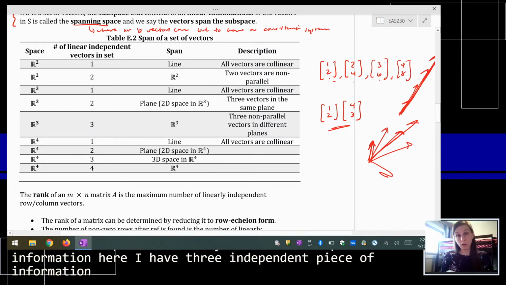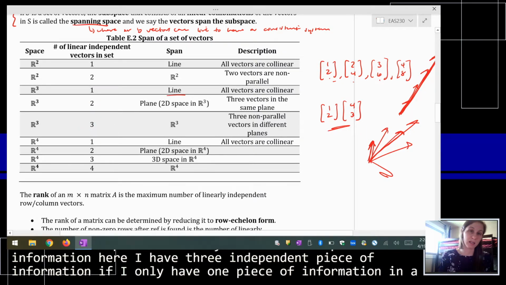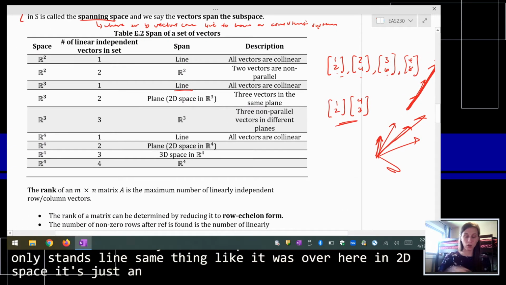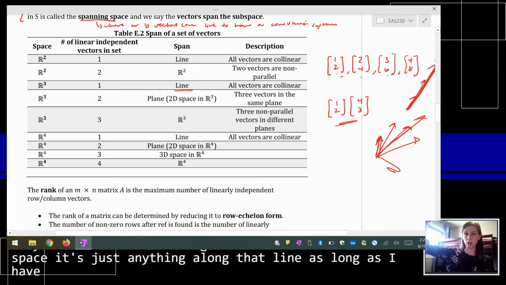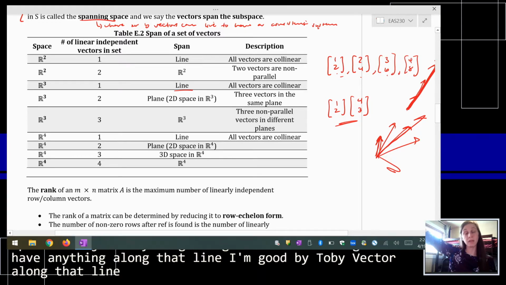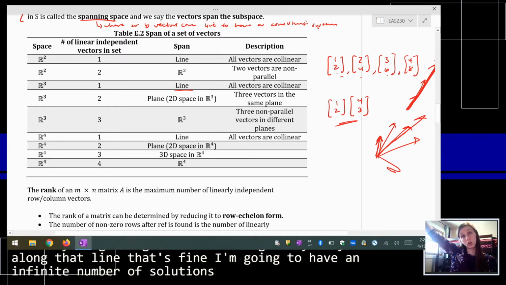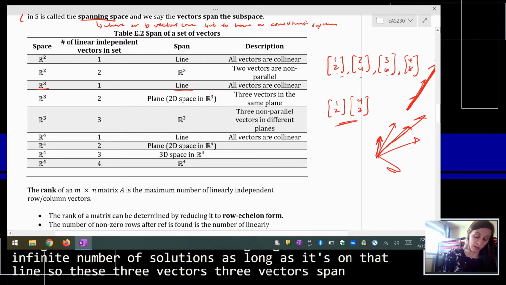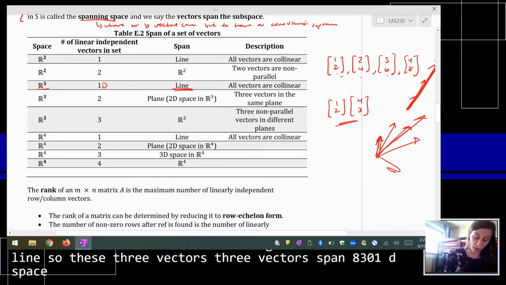If I only have 1 piece of information, it only spans a line. Same thing like it was over here in 2D space. It's just anything along that line. As long as I have anything along that line, I'm good. If I have a B vector along that line, that's fine. I'm going to have an infinite number of solutions as long as it's on that line. So these 3 vectors span a 1D space in R3.